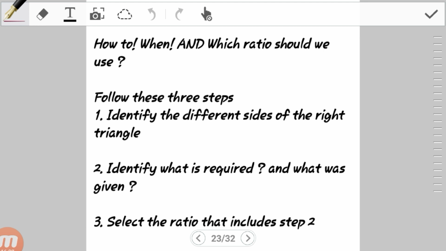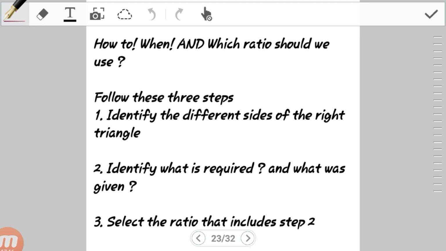So here are the steps. The first thing that you must do every time that you get a right angle triangle and you know that you're going to be using the trig ratio is that you must be able to identify the different sides of the right triangle, which means that as long as the orientation of the diagram changes, you're always going to know which side is the opposite, which side is the adjacent, and which side is the hypotenuse. So you want to label those sides H, O, and A.